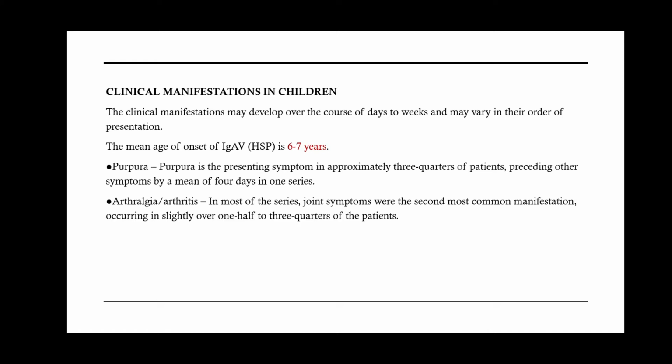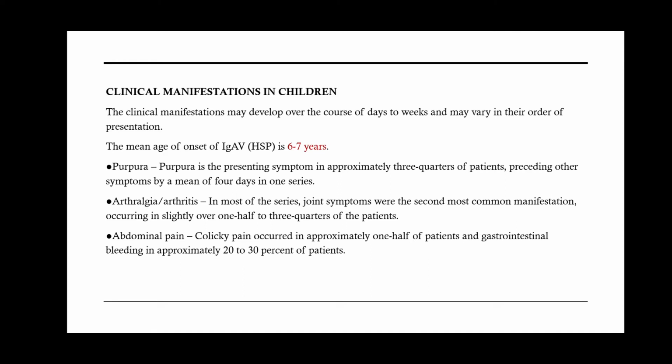As for arthralgia or arthritis, in most of the series, joint symptoms were the second most common manifestation, occurring in slightly over 1/2 to 3/4 of the patients. As for abdominal pain, which is colicky in nature, it presented in approximately 1/2 of patients, and gastrointestinal bleeding in approximately 20 to 30% of patients. As for renal disease, the frequency of renal involvement ranged from 21 to 54%.